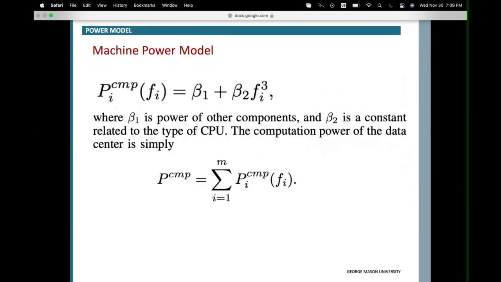The third model is the machine power model. And this is the one I was just talking about, that the power of the computation is a function of the frequency, and it's proportional to the cube of the frequency. You can see here we have beta 1 and beta 2. These are constants. Beta 1: any machine running has different other components, and all of them need some power. So there's some constant power that is always there when you run any machine, aside from the computation. And beta 2 is another constant related to the type of the CPU. Whenever you use a certain CPU, you can get this constant based on what CPU type you're using in this machine.